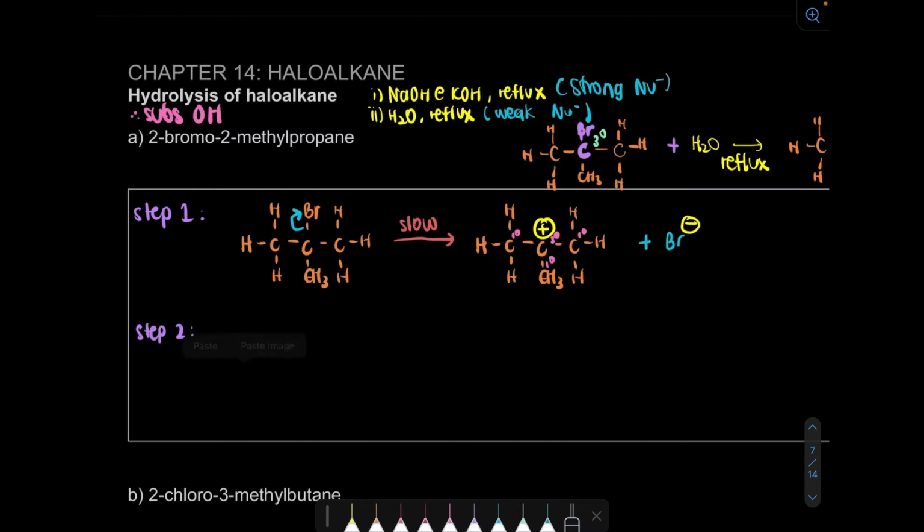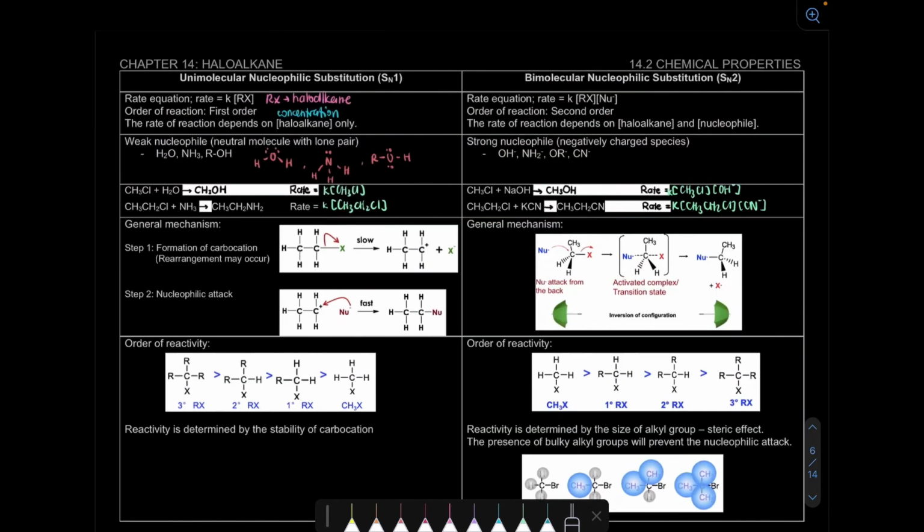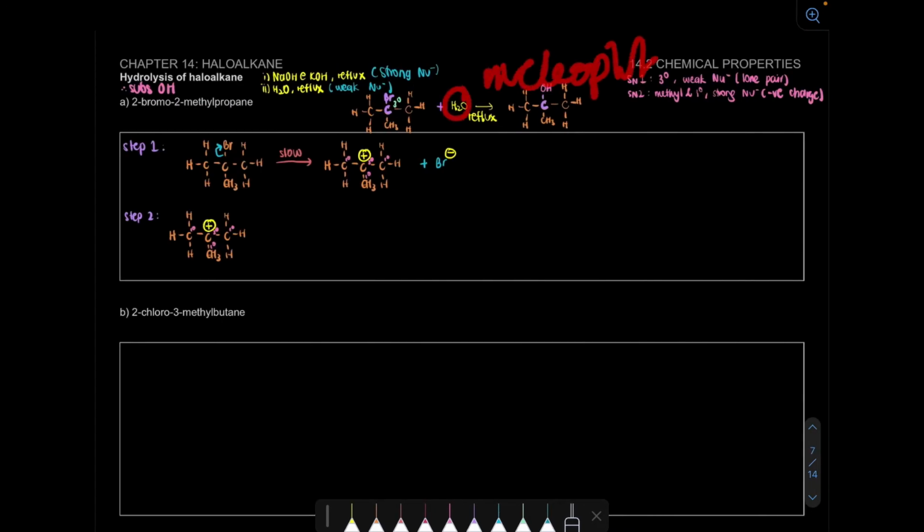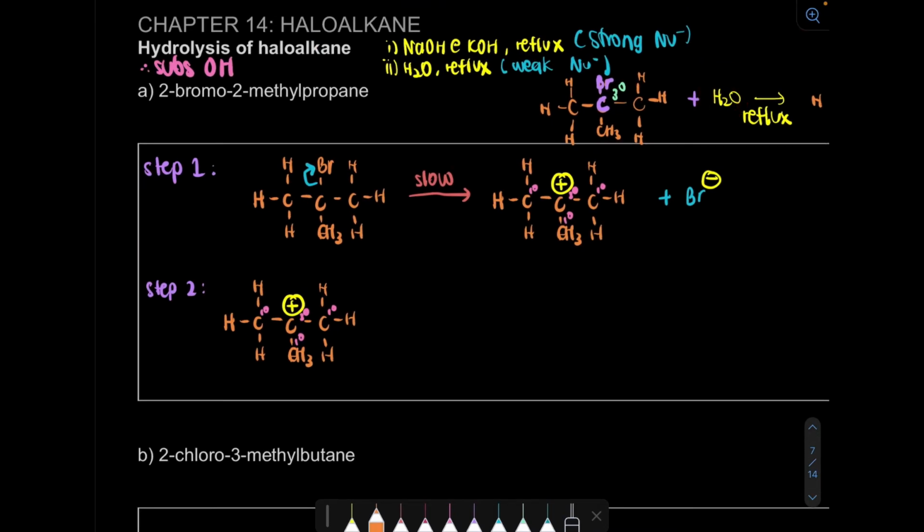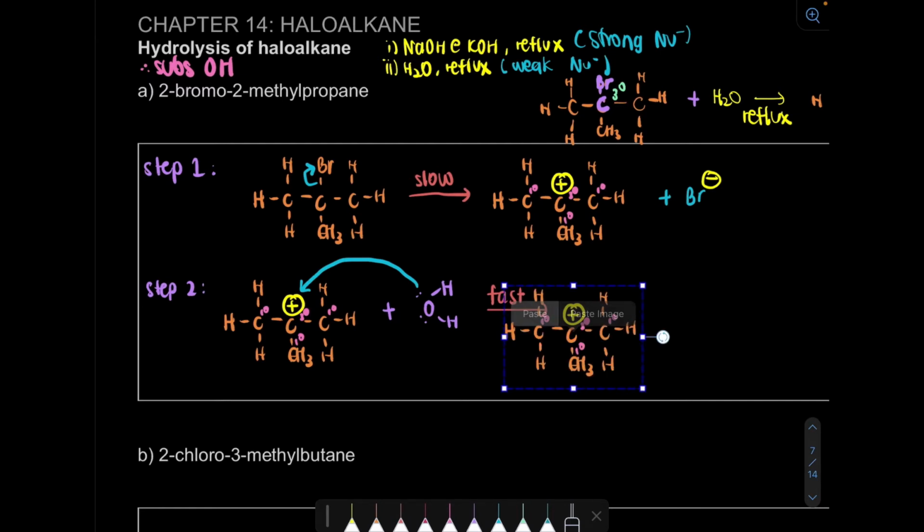Step 2 is our nucleophilic attack. In this case, our nucleophile is H2O. I'm going to draw the expanded version of H2O. It's fine if you do not show the lone pair, but we have to show the electron arrow from oxygen to our carbocation, from the electron-rich to the electron-poor species. This is a fast reaction. And then I'm just going to draw the product again.